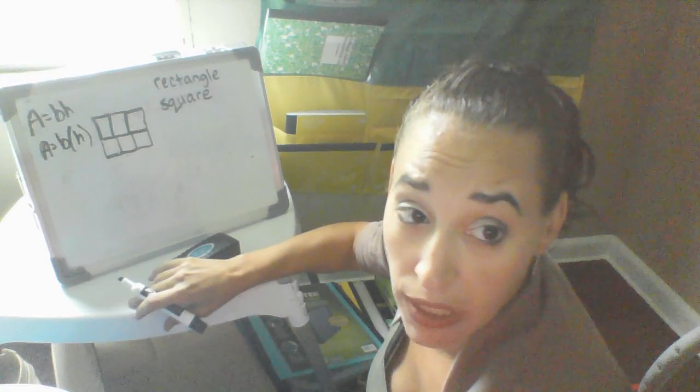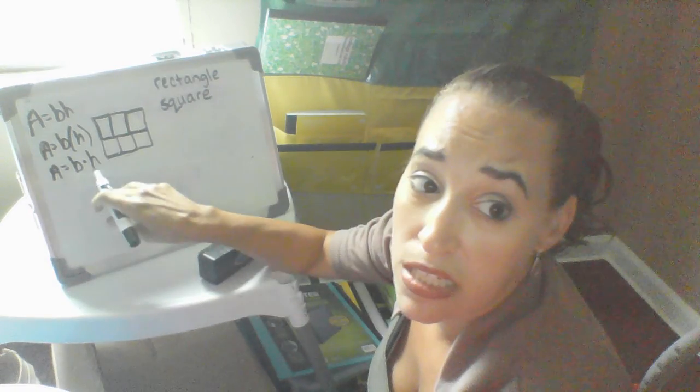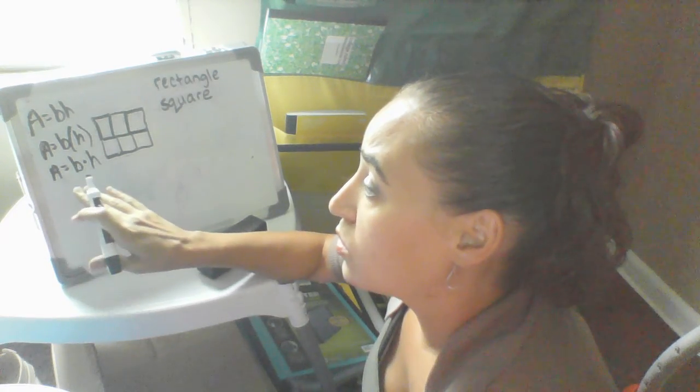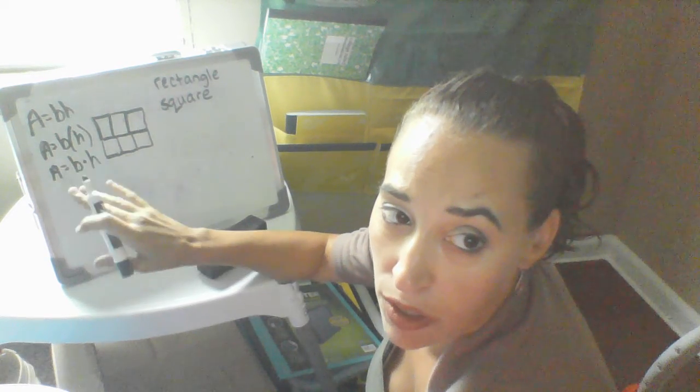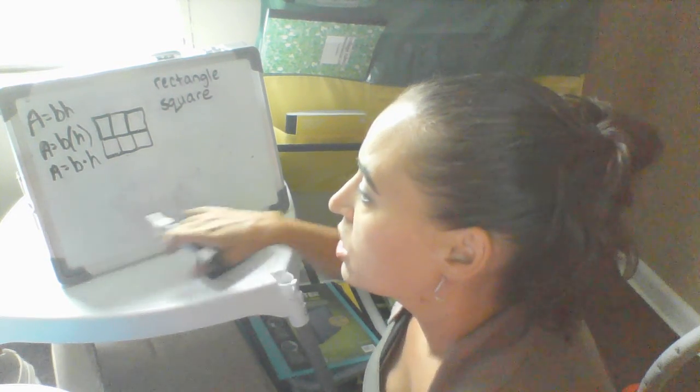Okay, that means multiplication. Or the last way you'll see it written is area equals base, and the dot means multiplication. Base times height. That is how you will see me write multiplication. Okay, so you do have to familiarize yourself with that. Just giving you the heads up.